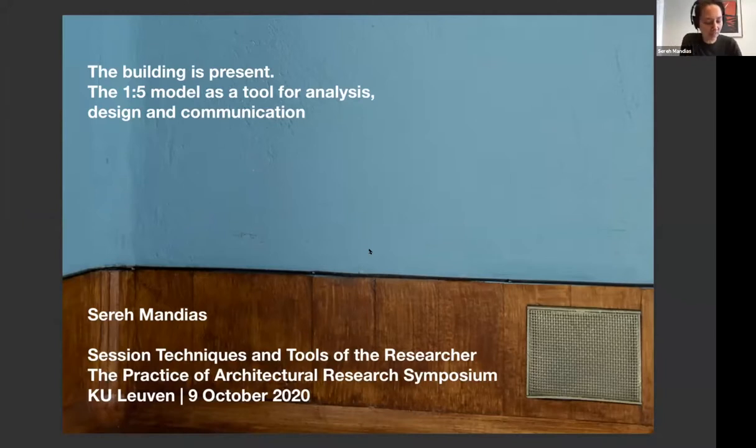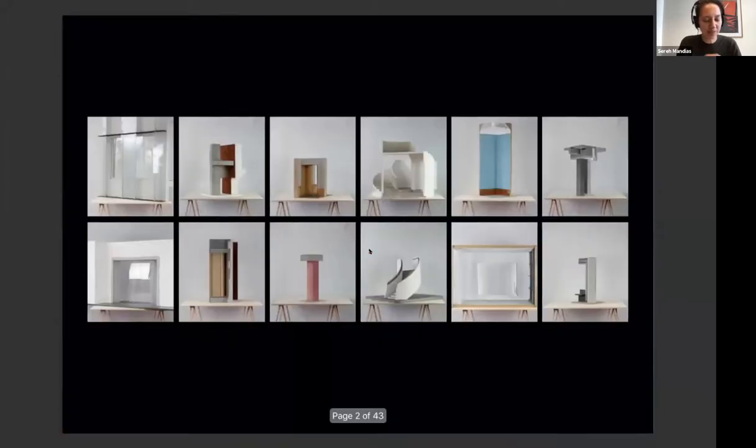So in this presentation, I will discuss the physical 1:5 model as a tool for research, design, and communication. This presentation is based upon a research and design project undertaken in the spring of 2019 by 13 international master students at the TU Delft. It was led by architect Thomas Dirks and myself and initiated in response to a current debate in Rotterdam surrounding the transformation of Museum Boijmans van Beuningen. The subject of this presentation is the 1:5 model as a tool, but to illustrate our considerations, I will first briefly describe the case study in which it was tested.